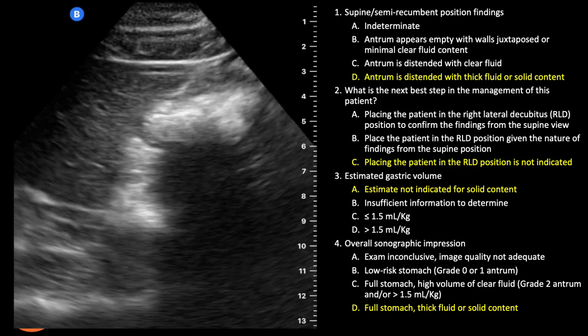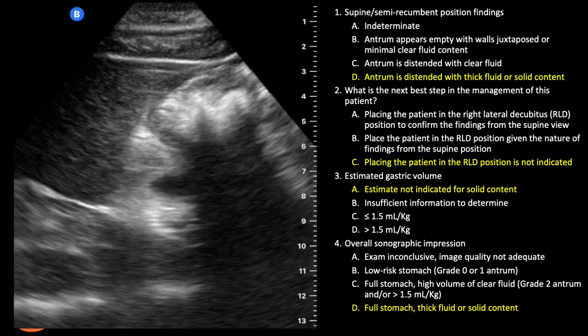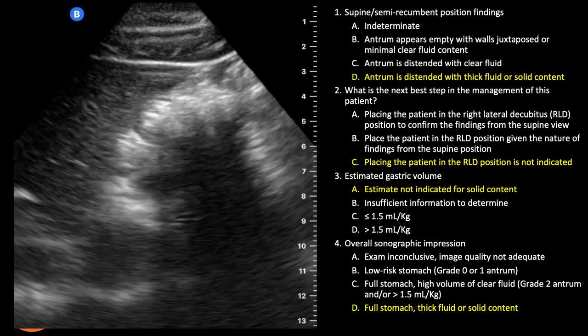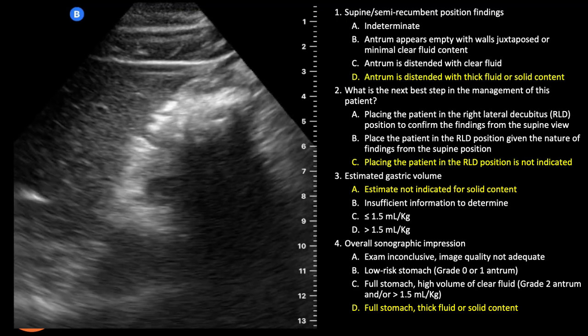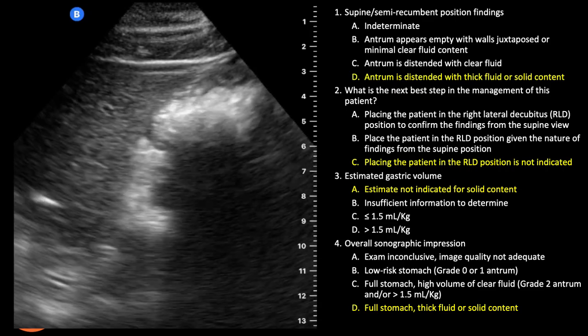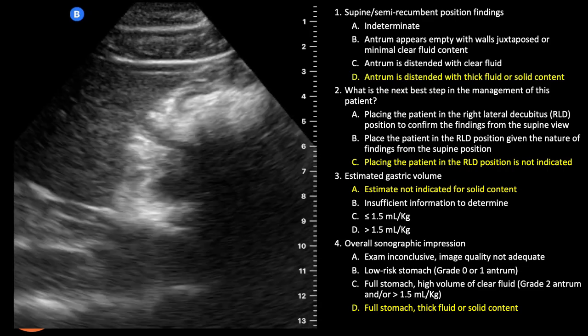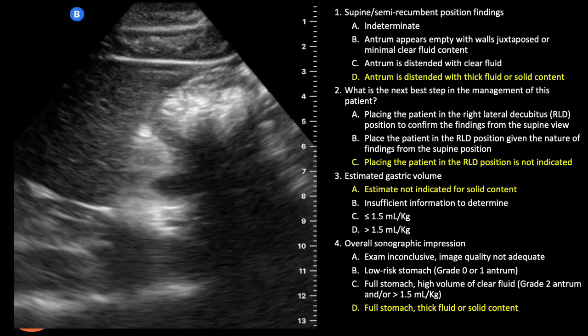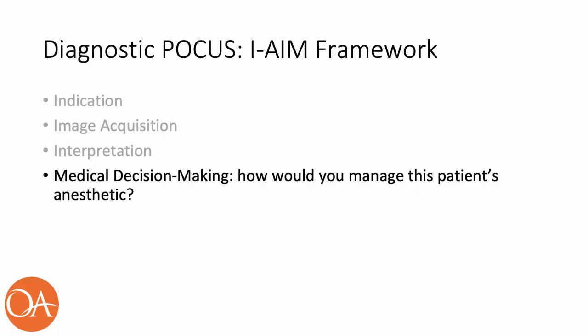2. Given the findings of a full stomach in the supine position, placing the patient in the right lateral decubitus position is not indicated. 3. A gastric volume estimate is not indicated for solid content. And finally, 4. The overall sonographic impression is that of a full stomach. Now, how would you use the gastric ultrasound exam findings to optimize the management of this patient's anesthetic care?